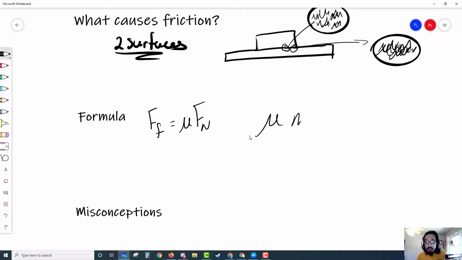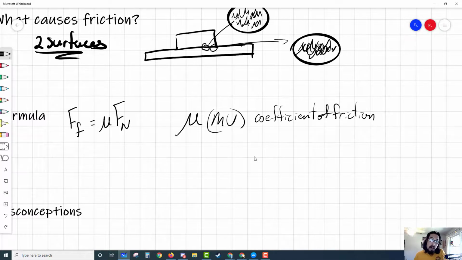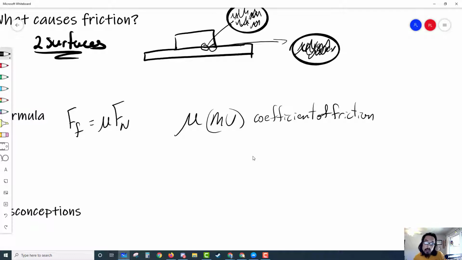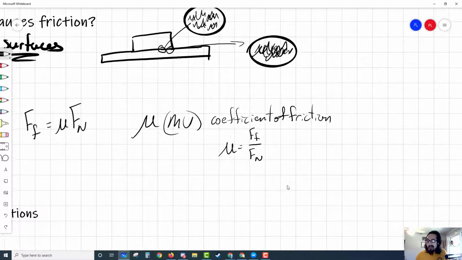Mu is a Greek letter, and we call it the coefficient of friction. A lot of things in physics, the definition comes from the equation. So the equation for mu comes from the force of friction equation; I'm just dividing both sides by the normal force. That is the definition, also known as the equation, for the coefficient of friction. It is the ratio of the force of friction between two objects, two surfaces, and the normal force of one of those objects. But you're like, all right, but what does it actually mean?